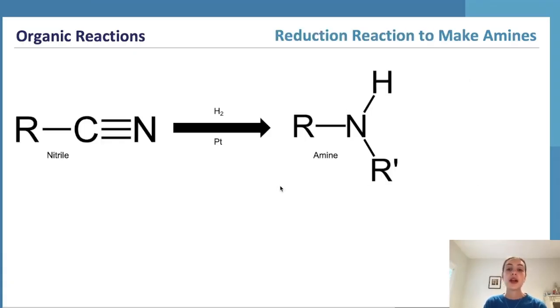We've also got a reduction reaction to make amines, so we can combine a nitrile with hydrogen gas under either a platinum or a nickel catalyst, so any inert metal catalyst, in order to create an amine. And so this would simply be removing some of the bonds from the nitrogen group and adding in the hydrogen atoms to make it into the amine molecule.